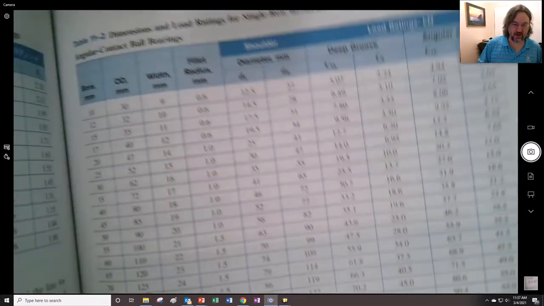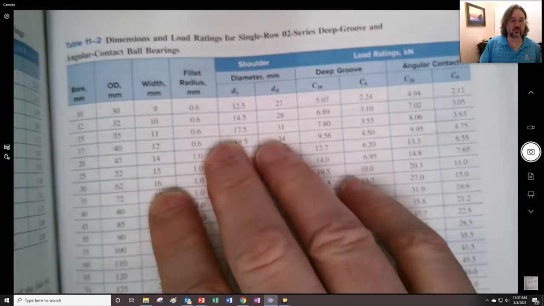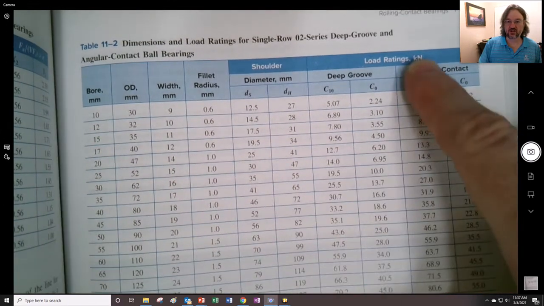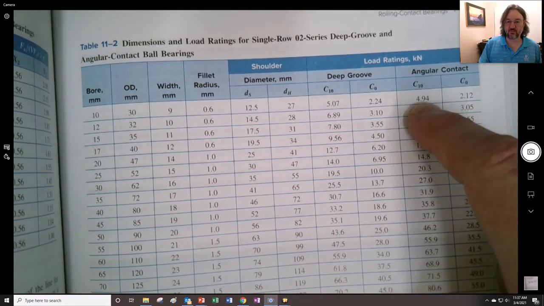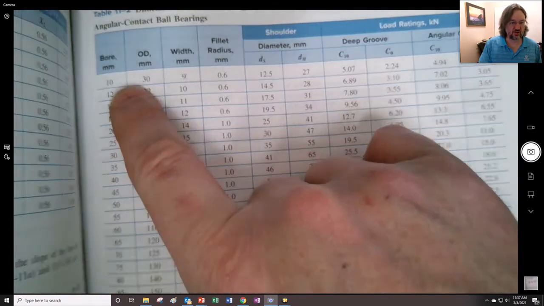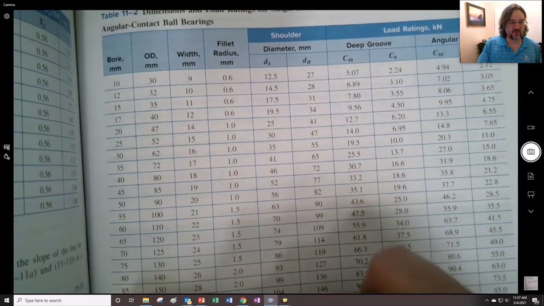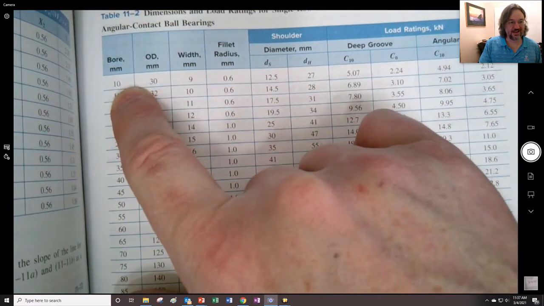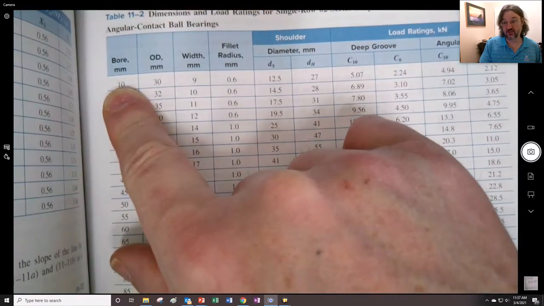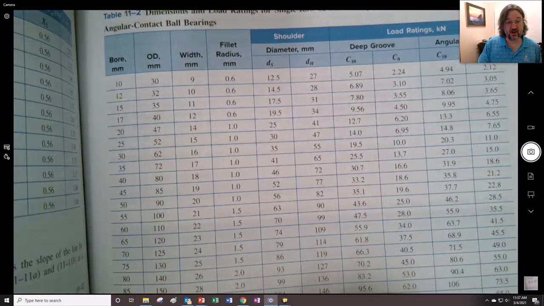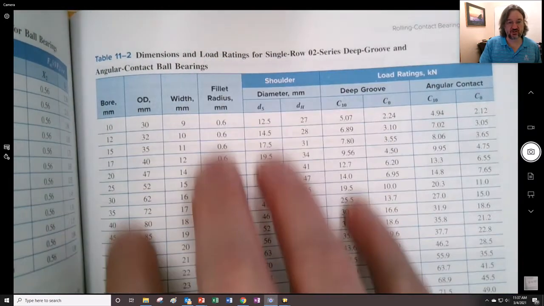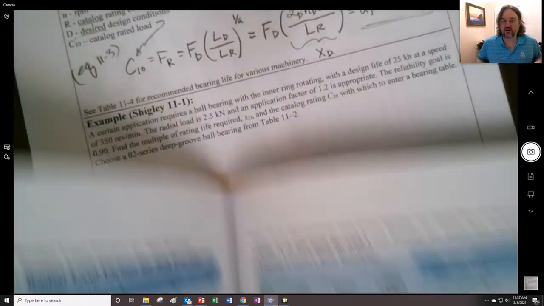But you also have the table from the 11th edition right here, and we can see that we have a rated load given by the Cs, which are in kilonewtons. This is what we want, and you can see they're organized by bore, so the inside diameter is based on the shaft that it's going to fit on. And now you can see what you could pick from this 02 series sample catalog. You can pick out a bearing for it.